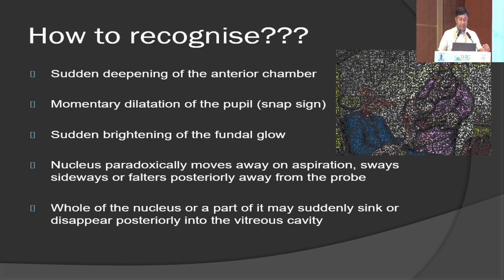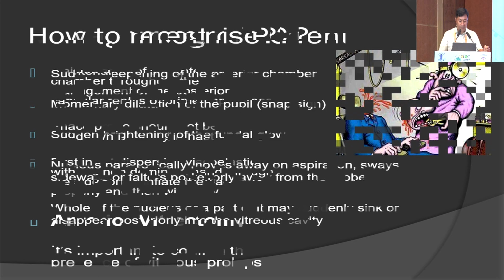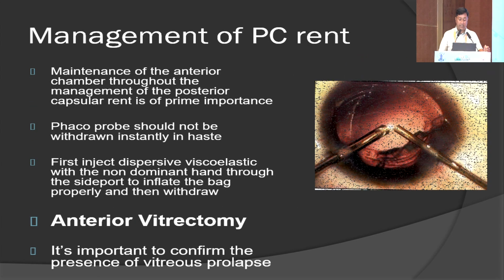So how to recognize if a PCR has occurred? By sudden deepening of the anterior chamber, or by a momentary dilatation of the pupil, which is known as the snap sign, sudden brightening of the fundal glow, the nucleus starts paradoxically moving sideways, or it goes inside the vitreous cavity. So you are sure that a PCR has occurred.